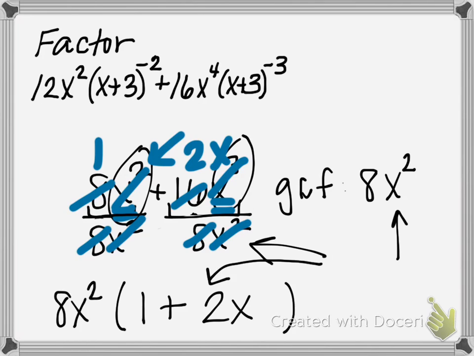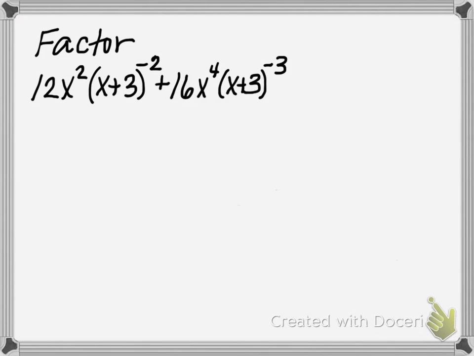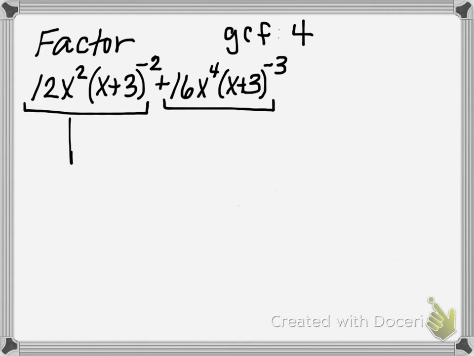So we're going to use this same idea to tackle this uglier factoring problem. So this expression also has two terms. So I'm underlining the two terms, and we need to begin by figuring out what our greatest common factor is. So between the 12 and the 16, the greatest common factor is a 4. Then we have the x squared and the x to the fourth. So our greatest common factor there is the x squared, the smaller of the two exponents.